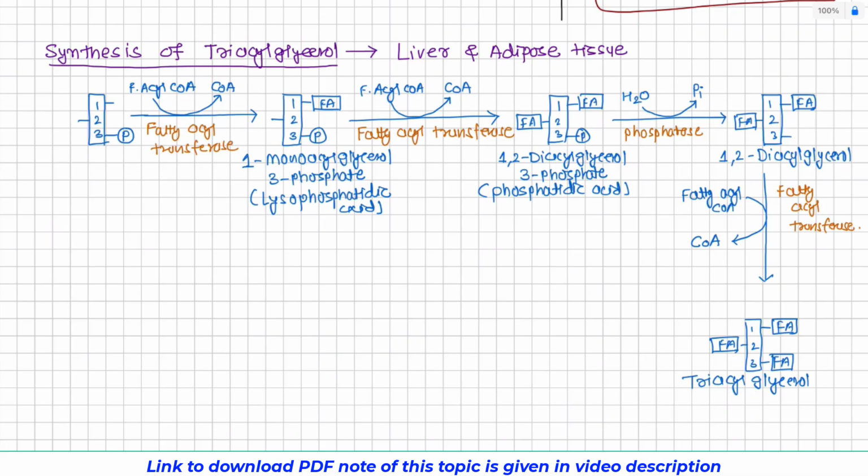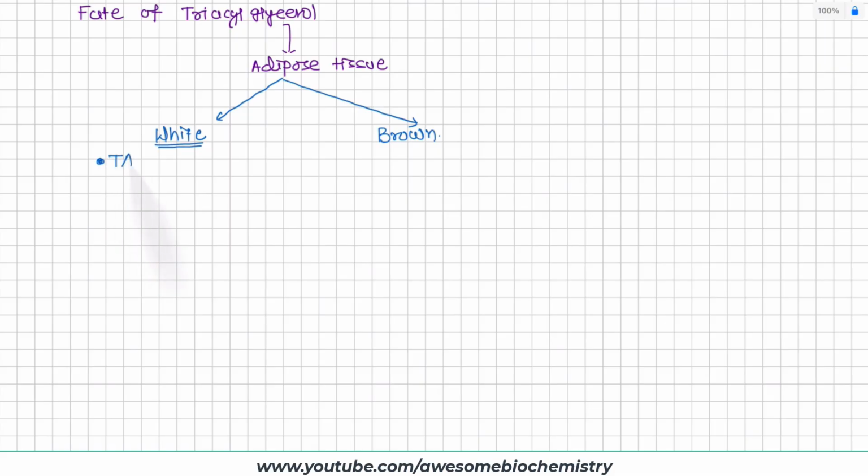As mentioned earlier, this triacylglycerol gets synthesized predominantly in liver and adipose tissue, but each of these tissues handles triacylglycerol completely differently, and this is where the story becomes genuinely interesting. What is the fate of the synthesized triacylglycerol in adipose tissue? There are two types of adipose tissue, white adipose tissue and brown adipose tissue. In white adipose tissue, triacylglycerol is simply stored and it functions as a major fuel reserve of the body. Here it remains ready for mobilization whenever there is a period of fasting or inadequate food intake.